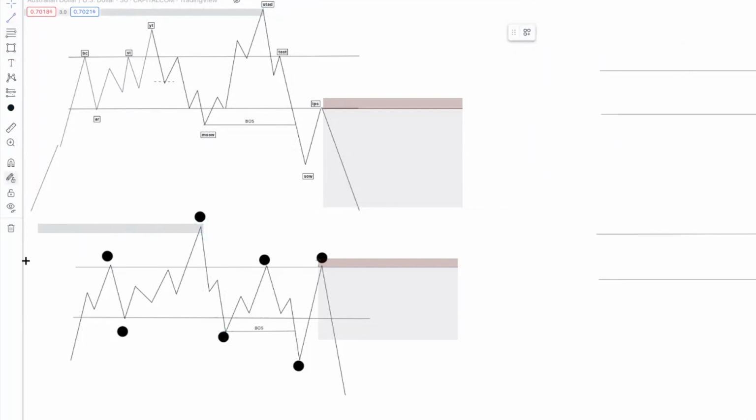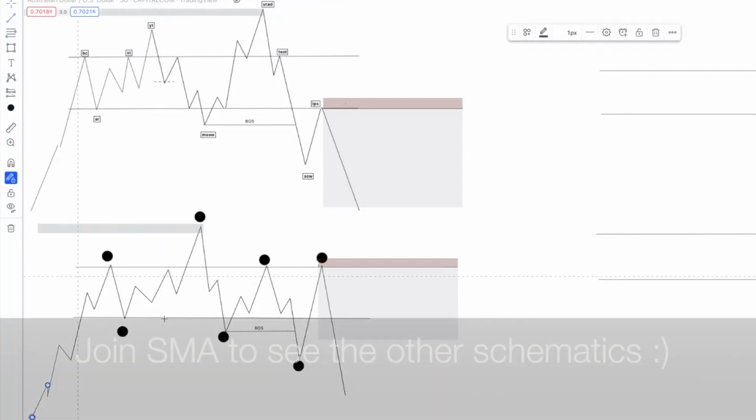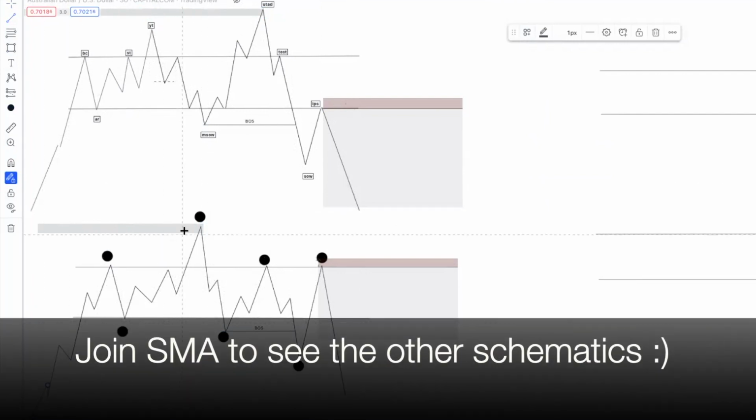Okay, so let me just represent that a little bit. If price was all the way down here, then price is actually going up into a POI, distributing to go down. So that's why it'd be a break of structure, because you're going up and then changing directions and going down.